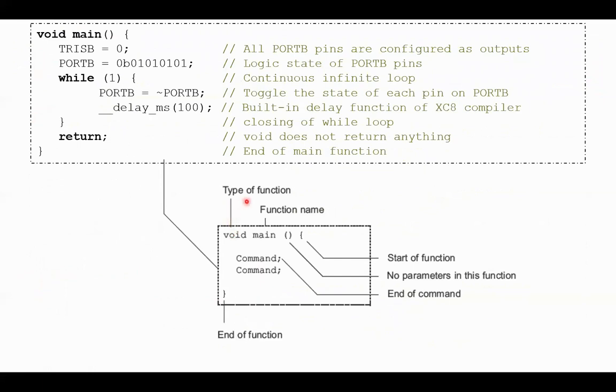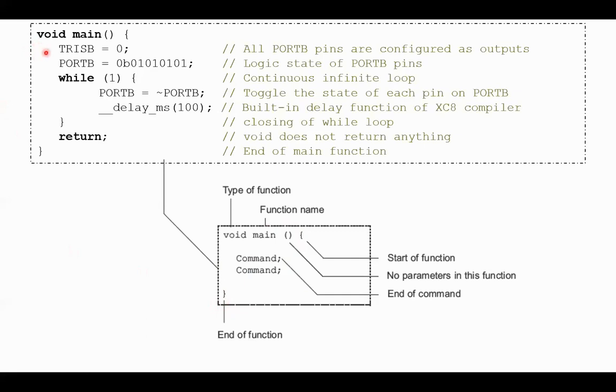So void is the type of the function and this is the function name, and we don't have any parameters in the main function. If we have any parameters for user defined functions, we can include them in the brackets, and this indicates the start of the function. Then inside the body of the function, we'll write all the commands or instructions that we need, and the closing bracket is given here to close this function.